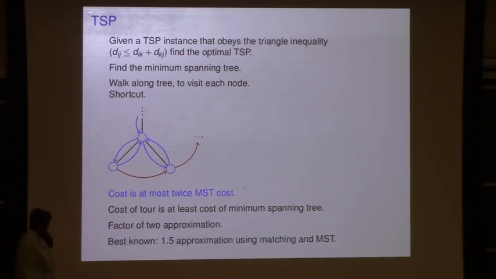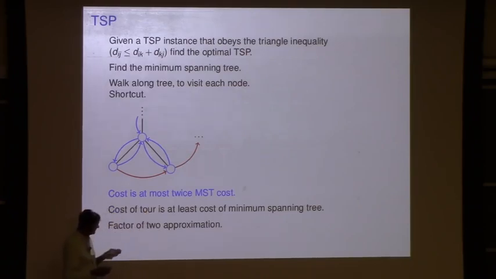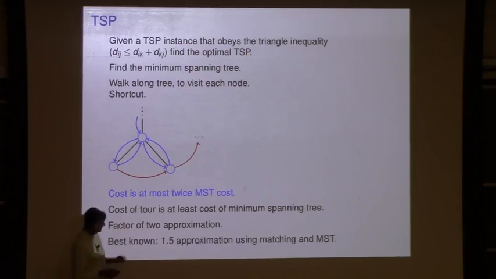The best known is 1.5. It's called Christofides algorithm. A famous Turing Award winner, after seeing this algorithm and seeing how simple it is and how central and linked these problems are, conjectured that a factor of 2 approximation was the best possible. The next year somebody did better. So yeah, this is very nice.